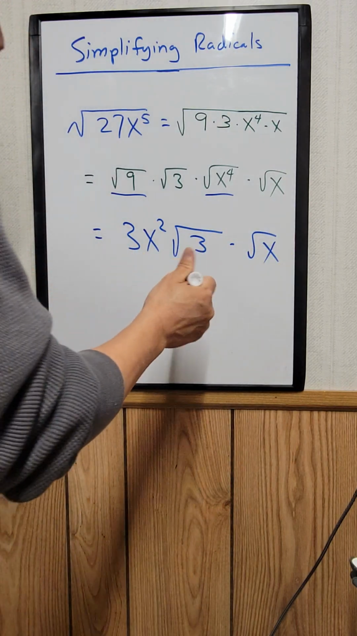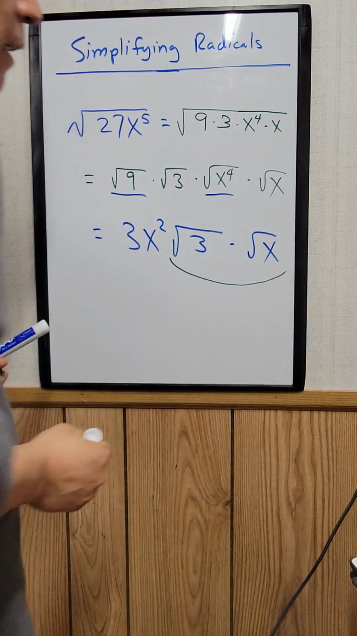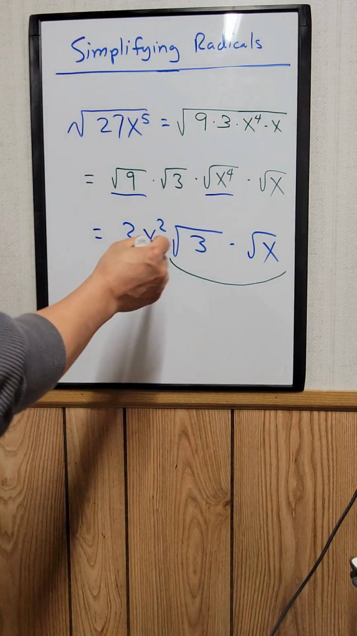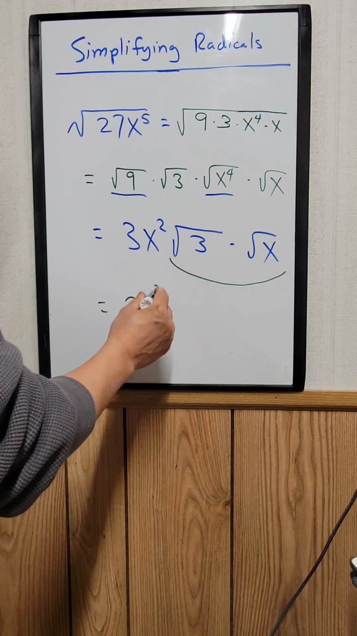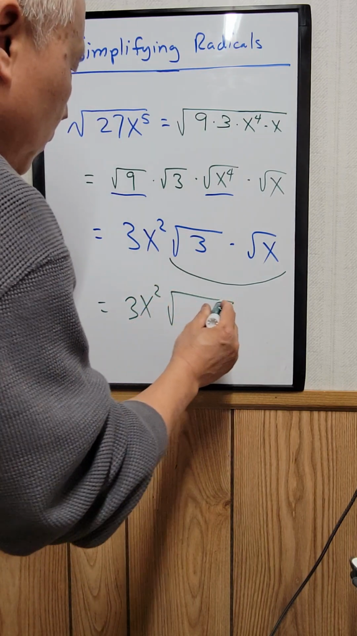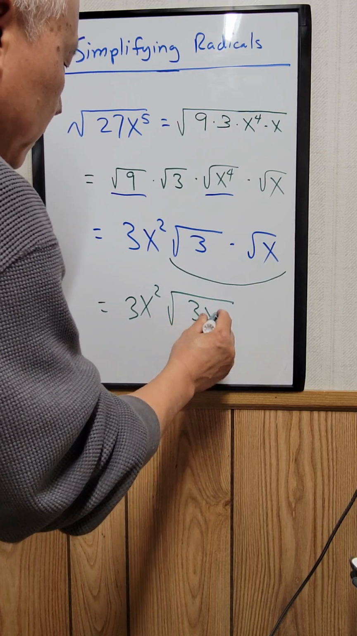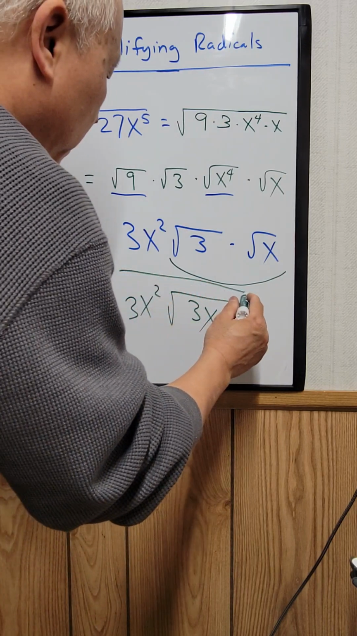For this part right here, you can use the product property of radicals again to combine it. So the square root of 3 times the square root of x equals the square root of 3x. So that's the simplified form.